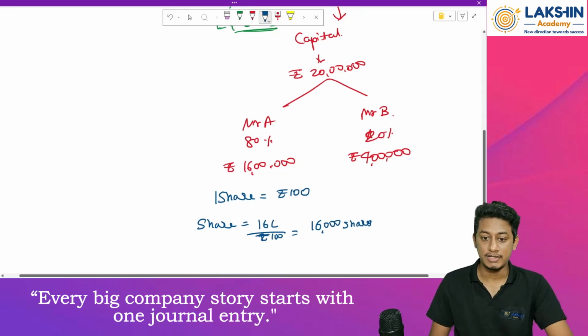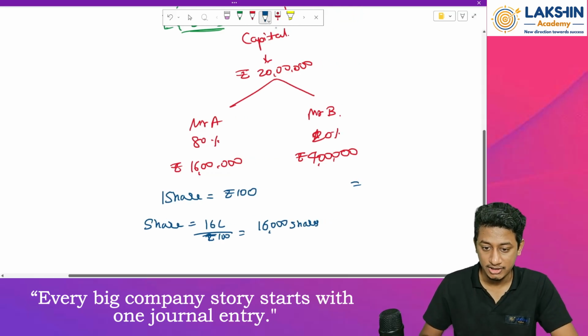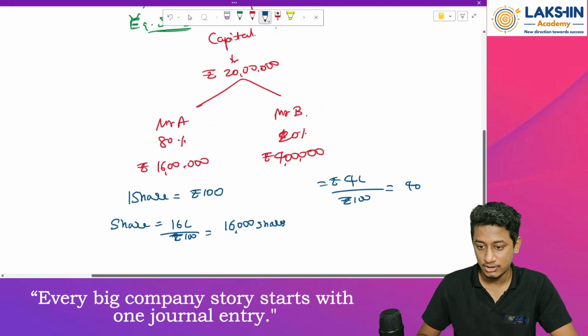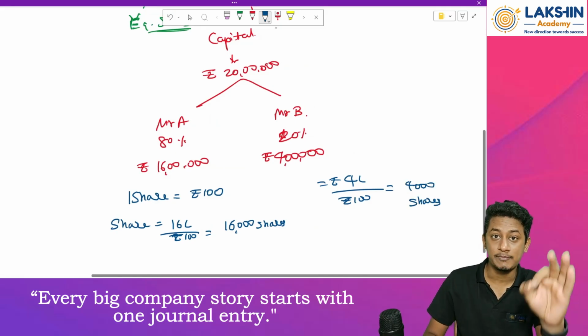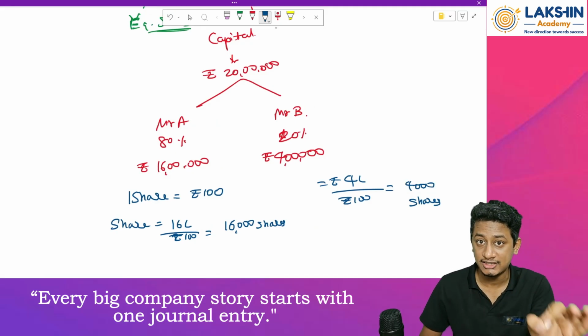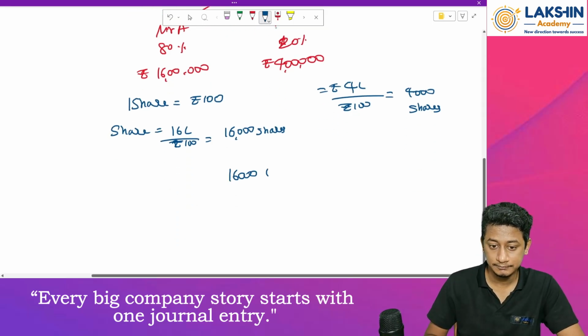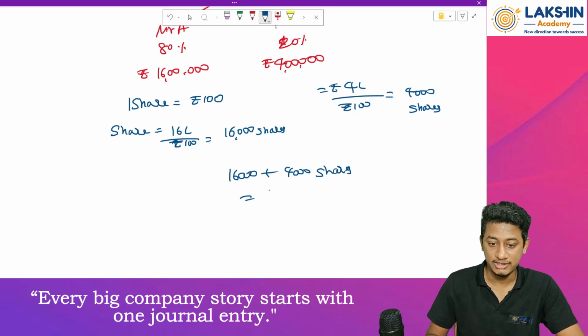16,000 shares in case of Mr. A, and in case of Mr. B it is how much? 4 lakh divided by rupees 100. That will be how much? 4,000 shares. So that means how many shares has the company issued? The company has issued 16,000 plus 4,000 shares. That would be 20,000 shares in total.